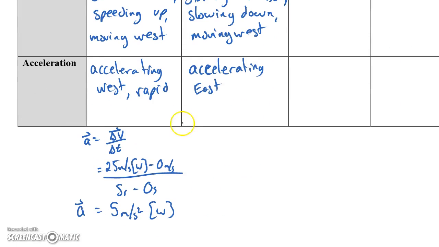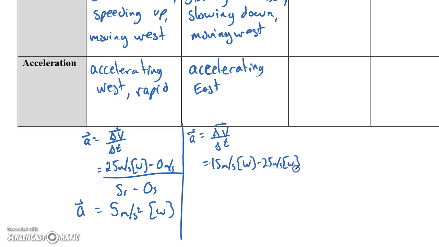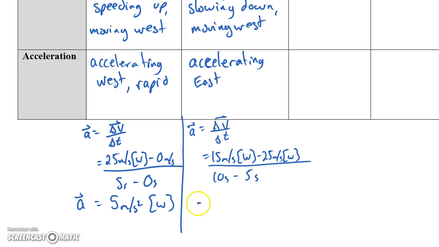Let's calculate. Make sure we don't get confused here. This acceleration, same equation. Now let's make sure we get our right points. So in this one, our final is 15 meters per second west, initial 25 meters per second west. And we're talking about 10 seconds minus 5 seconds. 15 minus 25 is minus 10, over 10 minus 5. So minus 10 over 5, we get minus 2 meters per second squared west.